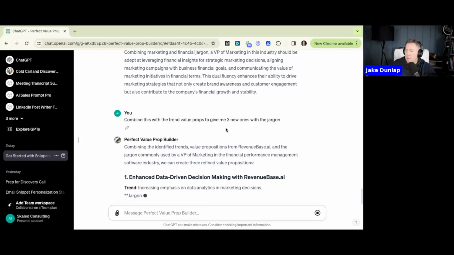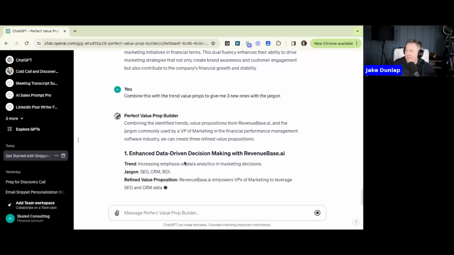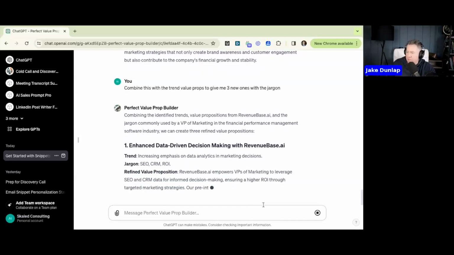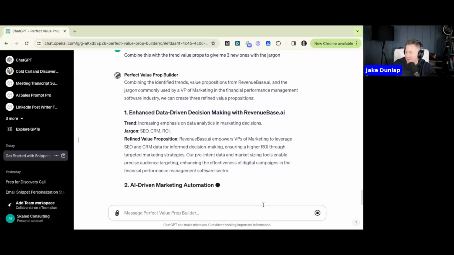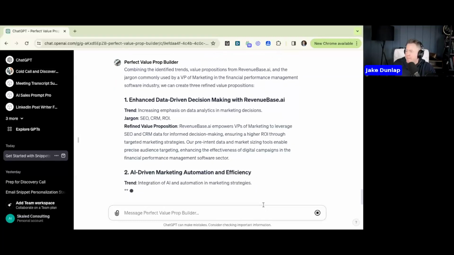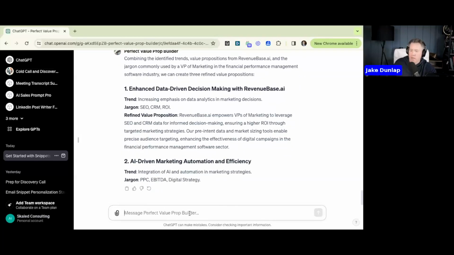There we go. All right, let's see. Oh, here we go. Combined with the value prop, give me three new ones. Again, you guys are seeing this live. We're literally building this GPT in the last two or three days. What I could do is stop it, because I don't like this. I'm going to say, give me this in one paragraph.